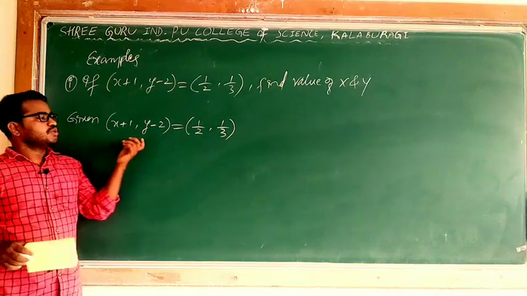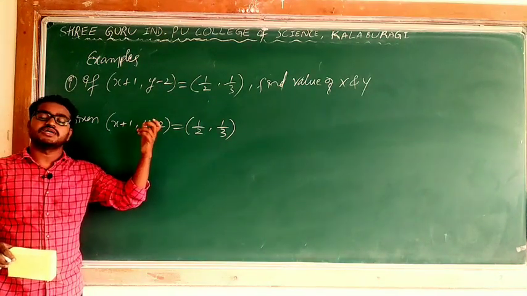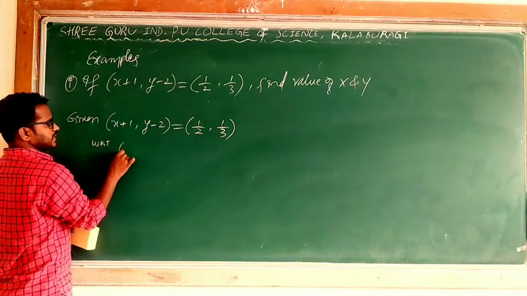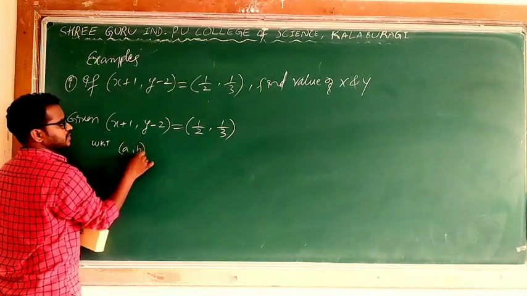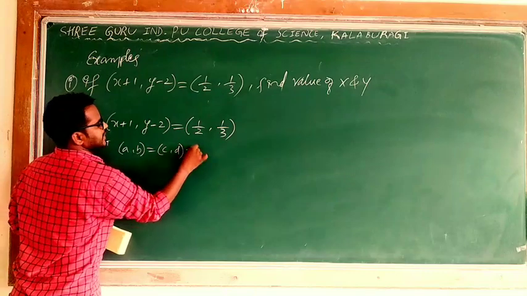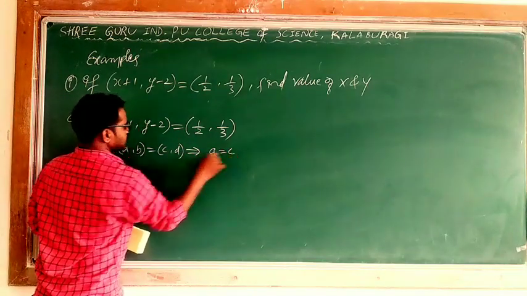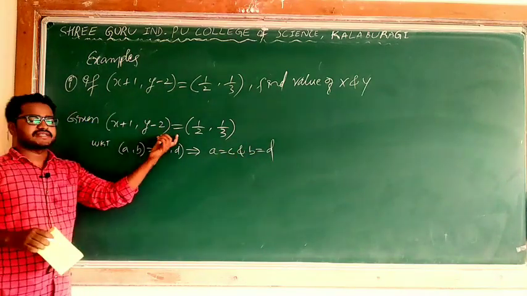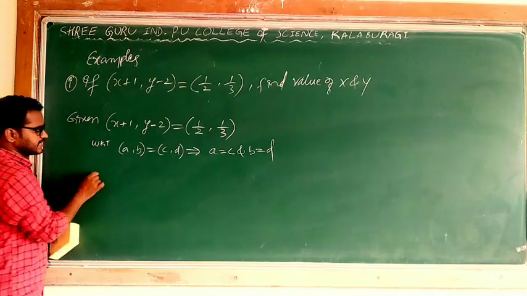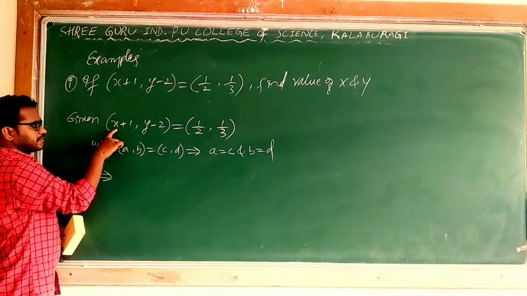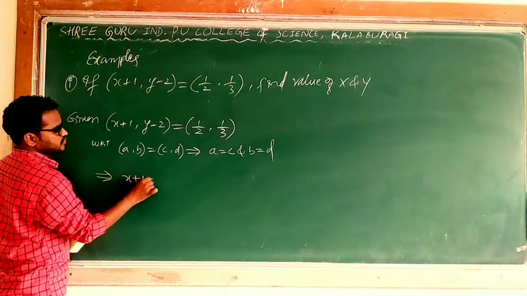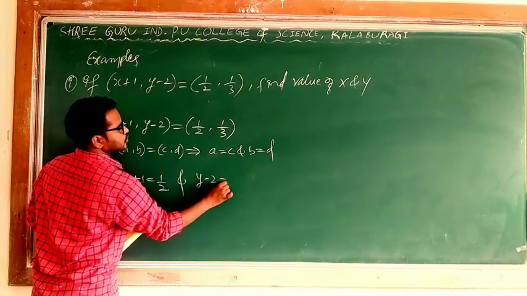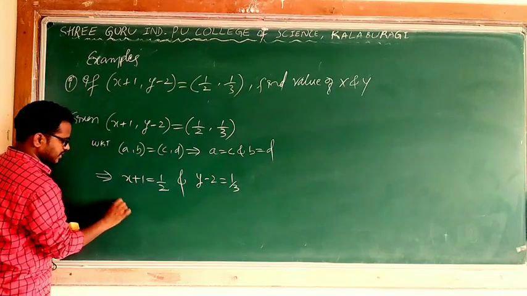Can I say when two ordered pairs are equal, their corresponding elements are equal? We know that. According to that, whenever (a, b) is equal to (c, d), it implies that a is equal to c and b is equal to d. Whenever two ordered pairs are equal, their corresponding elements are equal. It implies that x plus 1 is equal to 1 by 2 and y minus 2 is equal to 1 by 3. What is the x value here? I need to find out the x value.